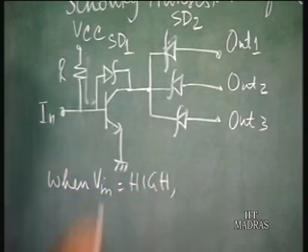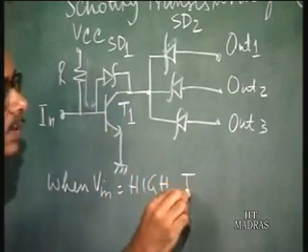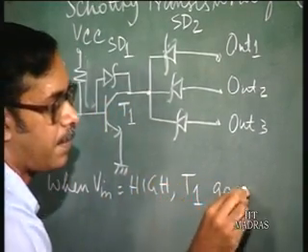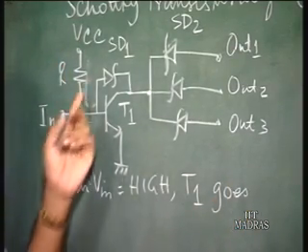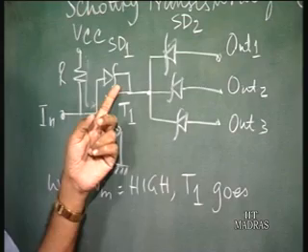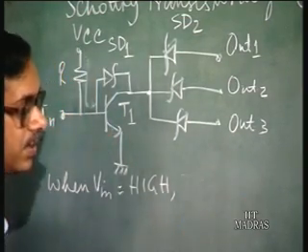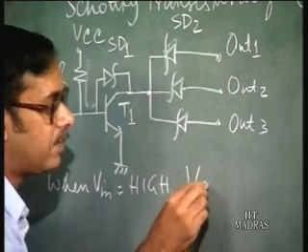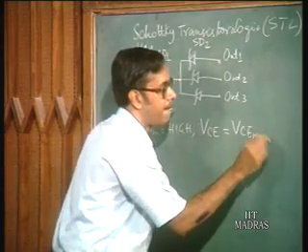Say this we call it T1. Say T1 goes to saturation, does not go to saturation, sorry, because of the Schottky diode. VCE, I should rather say, I am sorry, I was talking of saturation. This is VCE equal to, I should say, VCE min.